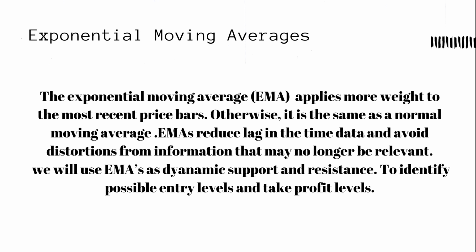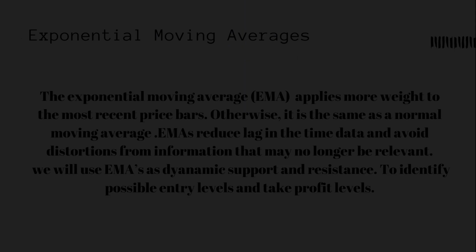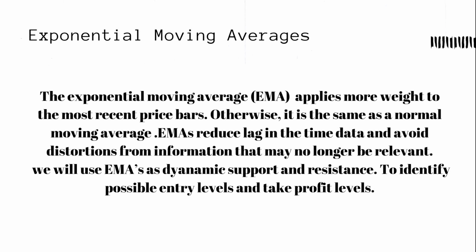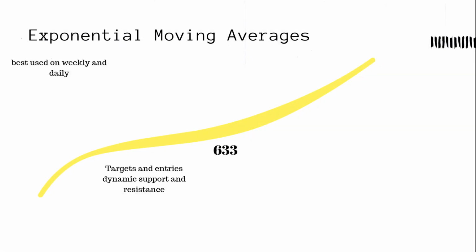Now this again, together with the Heikin-Ashi, gives us that smooth look on the chart. For trend trading, smooth, clean and easily identifiable trends are key. The exponential moving average uses exactly the same principle as the simple moving average, except that it applies more weight to the most recent price bars. By emphasizing recent action, the EMAs reduce lag.